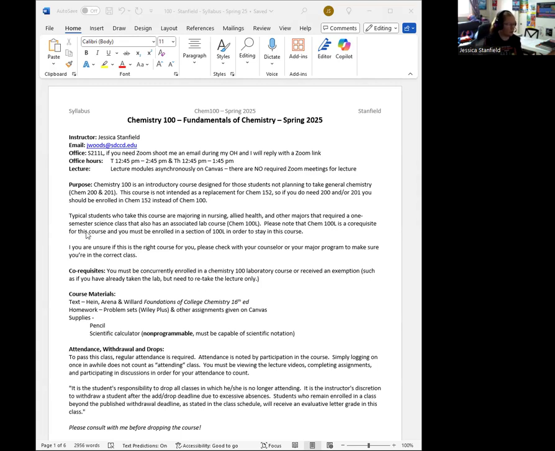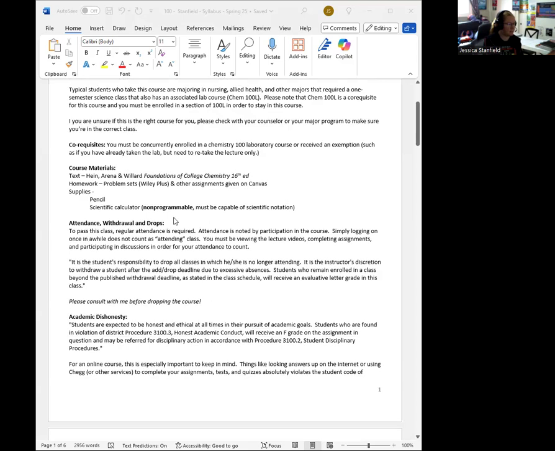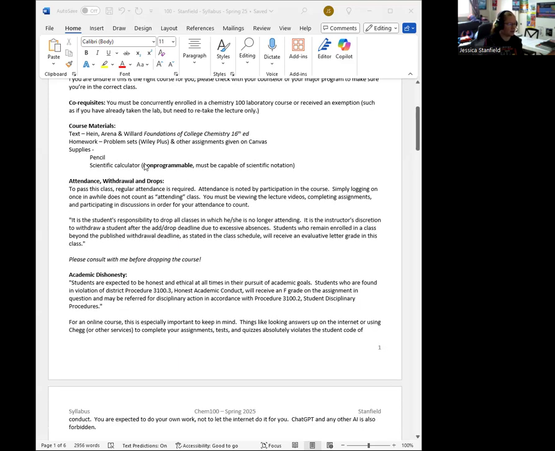Okay, so there's a whole bunch of info about the course here. We're going to use this textbook by Hein. We're going to use Wiley Plus for most of our homework. So that's an online homework system. And then you'll want something to write with and a non-programmable scientific calculator. You will be taking your exams in person at the testing center.